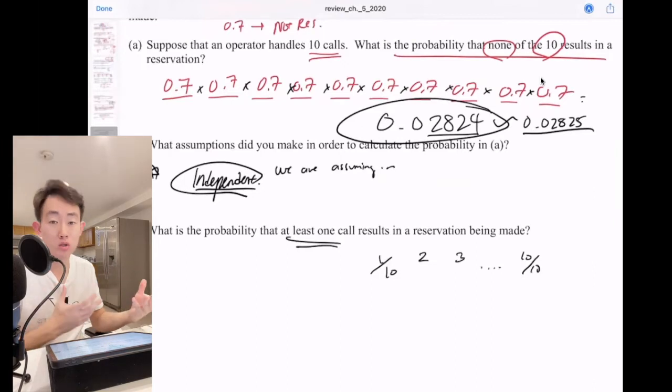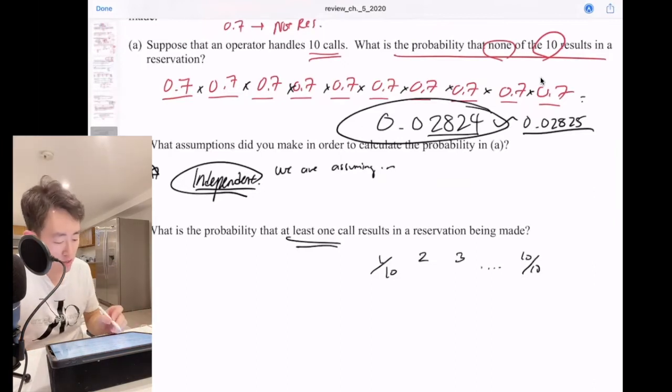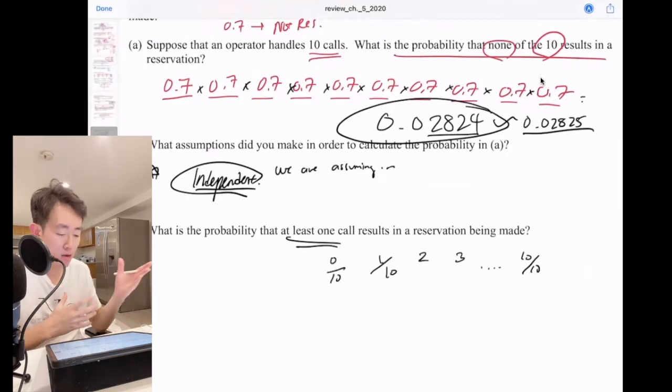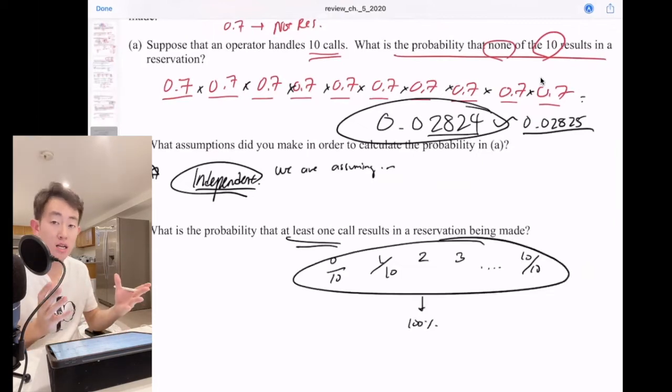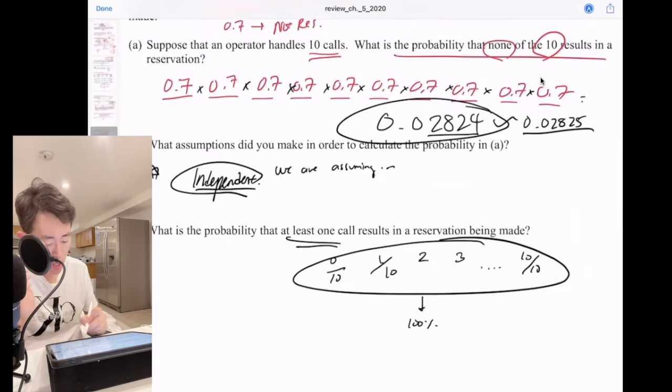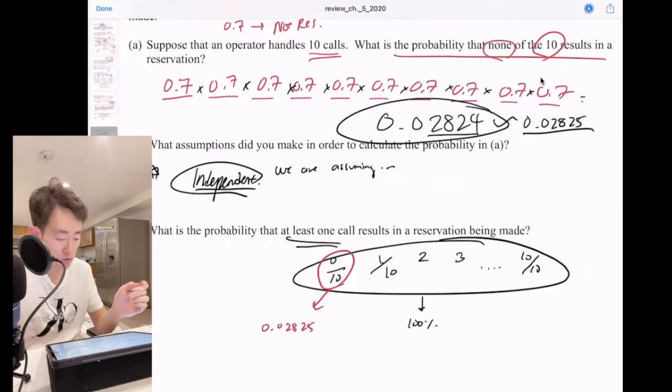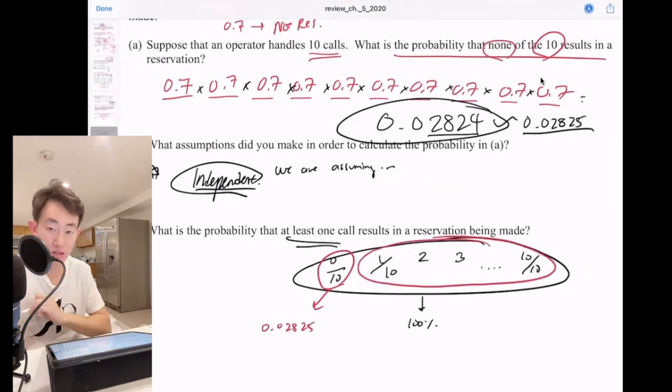10 out of 10, all calls were made for reservations. Which means, if you think about the valid probability model, none of the calls out of the 10 being made for reservation, all of these constitutes 100% of the total possible events. We have found this from part A, 0.02825. At least one reservation being made are all of these events.